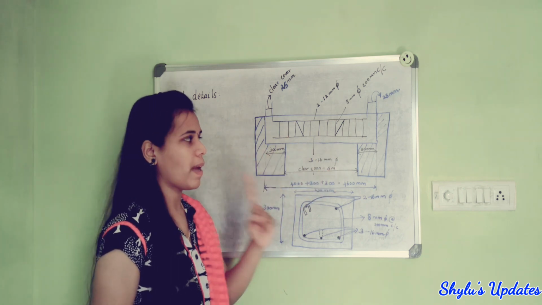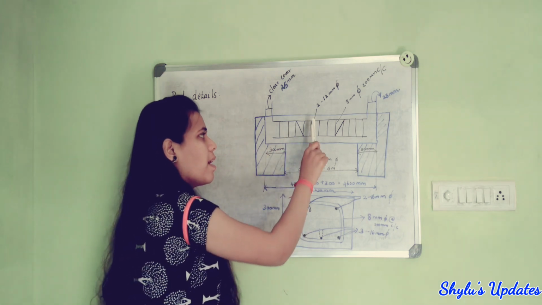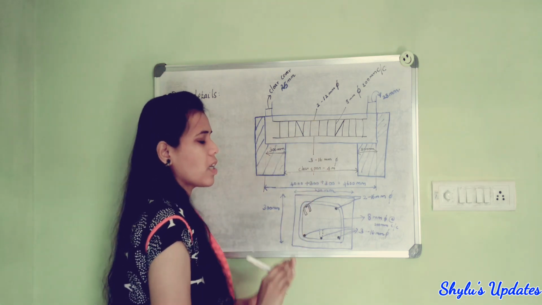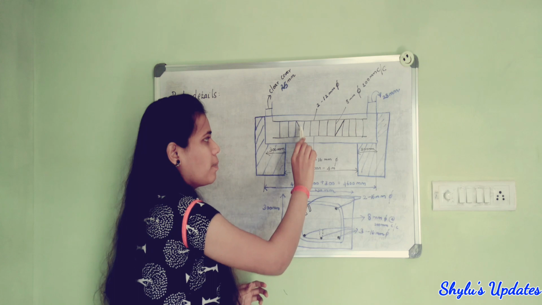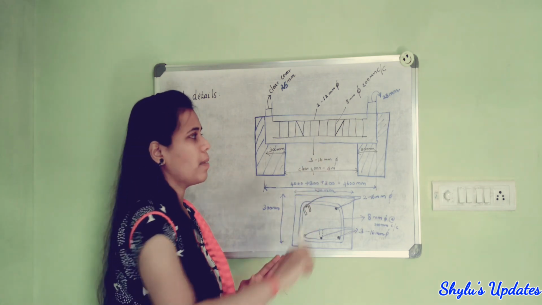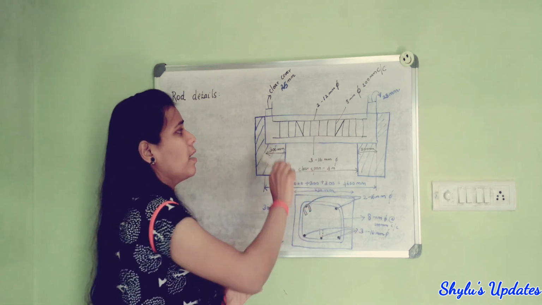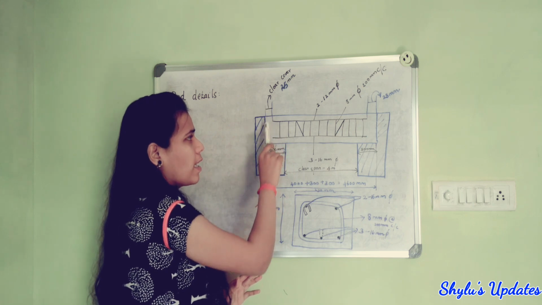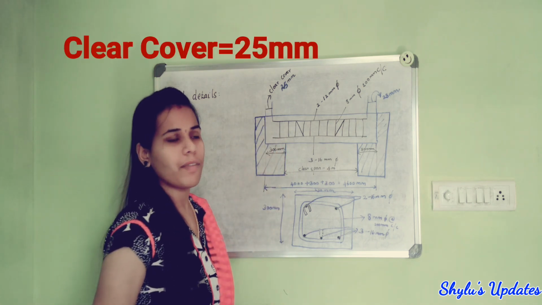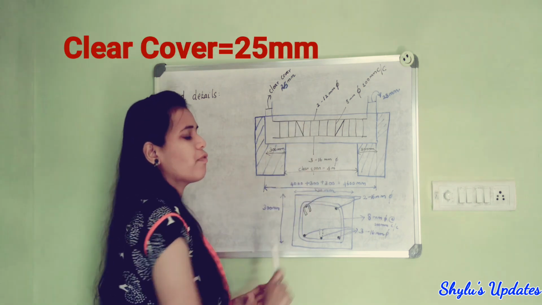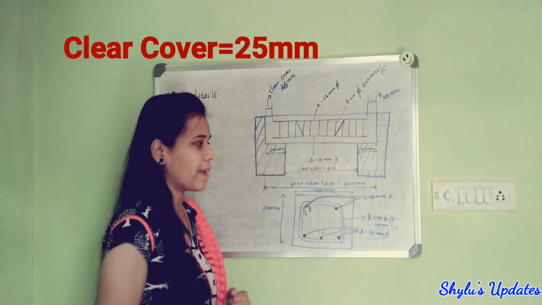In that, one bar is the bent-up bar. The top bar and the bottom bars are both straight bars only. Only this bent-up bar has a bending shape. Then here, this is the clear cover. For a beam, the clear cover is 25 mm.